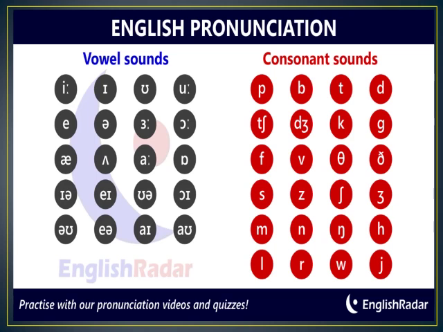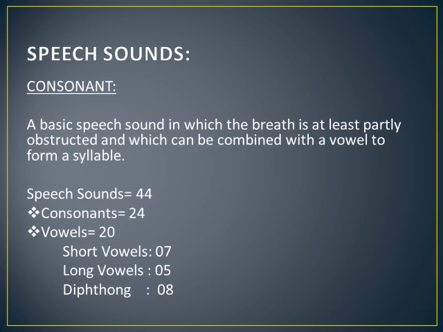This picture shows that the speech sounds are divided into two groups. The first group is vowels and the second group is consonant sounds. So we will have an overview of this classification first, I mean the classification of speech sounds.